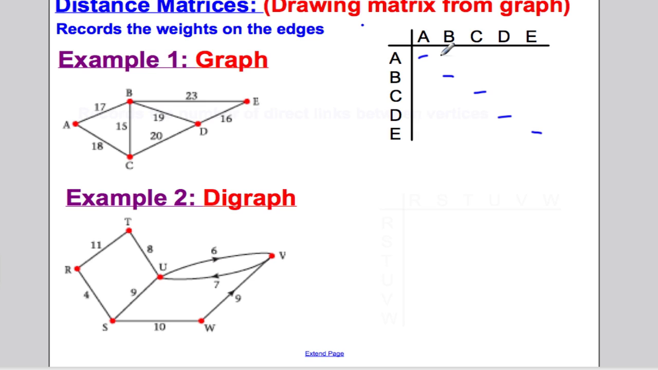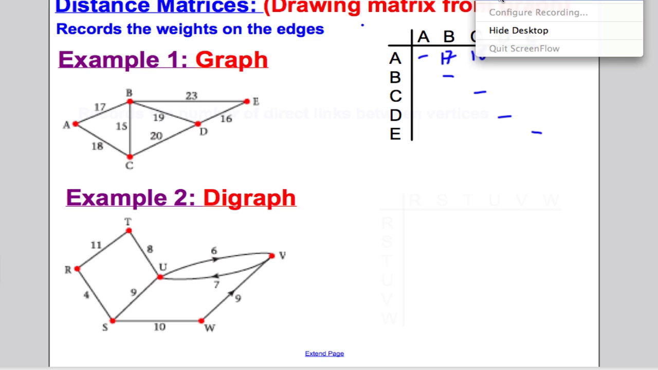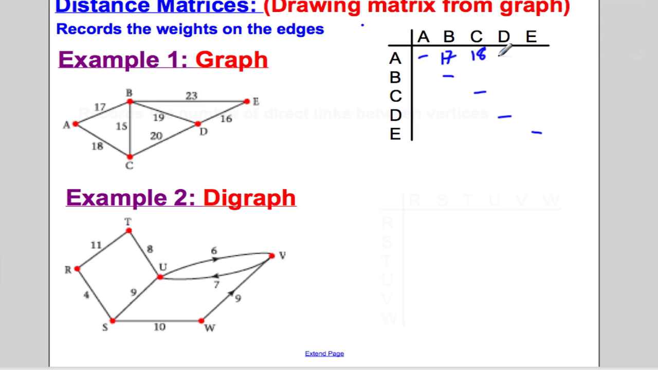Now between A and B is 17. Between A and C there's 18. Between A and D there isn't anything, so we won't put 0, but we'll just say there's no assigned weight there. And between A and E, there's no assigned weight there. Now, there are no directions associated with this graph. It's a normal graph, it's not a digraph. So it's going to be symmetrical, just like before, okay? So if we had nothing, 17, 18, nothing, nothing, we're going to have nothing, 17, 18, nothing, nothing going down, because they just mean the same thing.